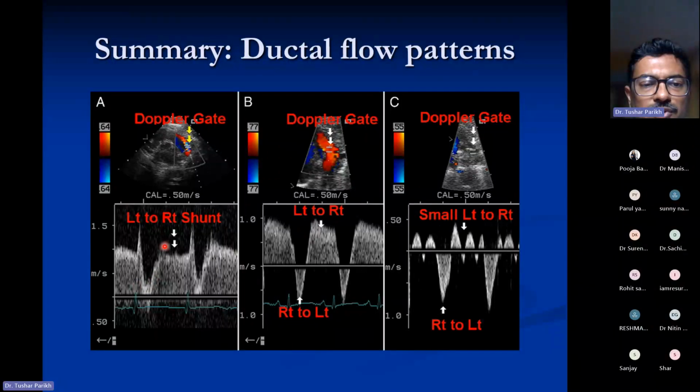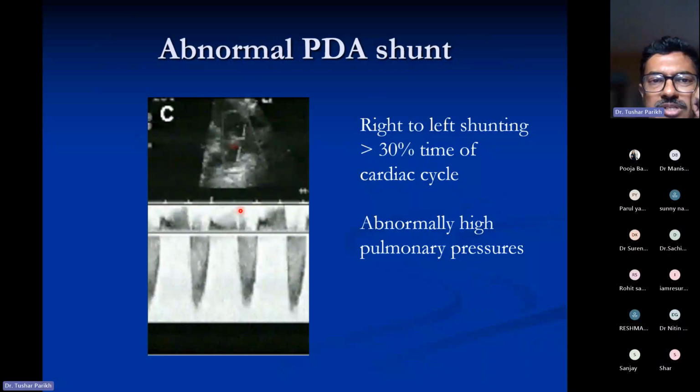Now this is a purely left to right shunt. The lower part is a right to left shunt, the upper part is a left to right shunt, and on the extreme right you will say there is predominantly right to left shunt and a small amount of left to right shunt. So here the pulmonary pressures are very high. So again, a ductal flow pattern we have to measure, and that will help us in establishing.